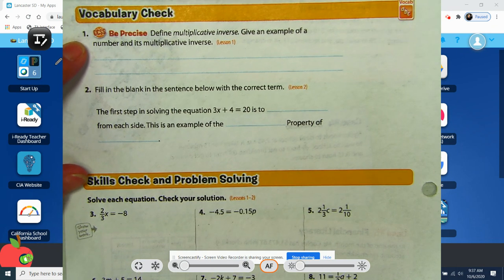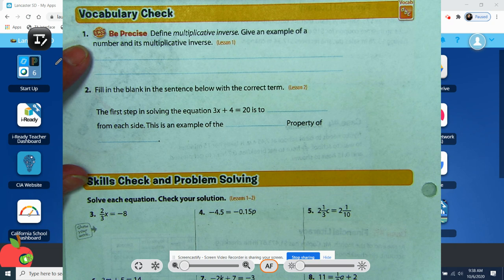So number 1, it says define multiplicative inverse and give an example. The definition of a multiplicative inverse, in simple terms, is the reciprocal of a fraction. The reciprocal of a fraction. And an example would be 2/5 and 5/2.